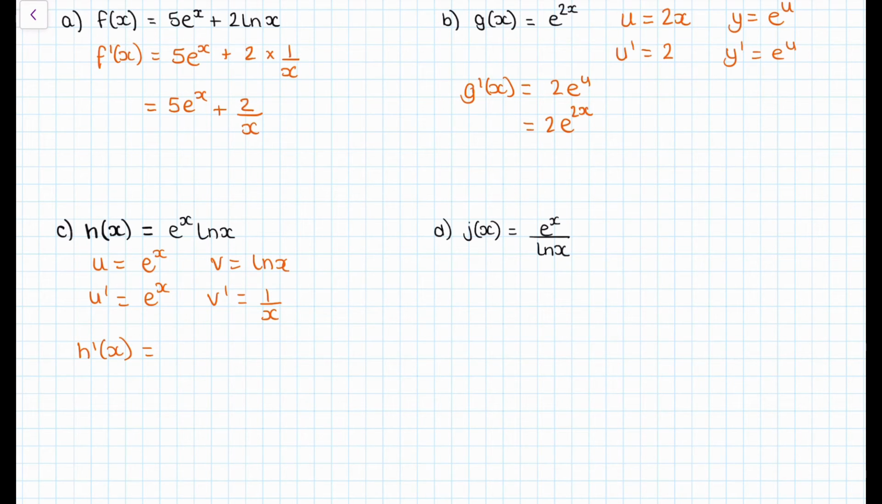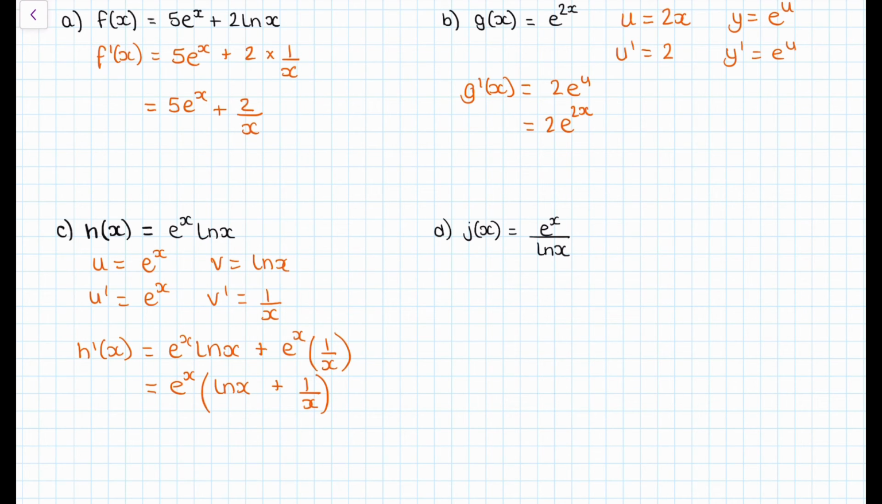So derivative of u times v, so we'll have e to the x ln x plus u times the derivative of v. So e to the x multiplied by 1 on x. Here we can simplify this if you need to, and we can factor out e to the x. The factorising out isn't always necessary, but sometimes it can help simplify a question in and on calculator to be able to complete the next steps that are needed.